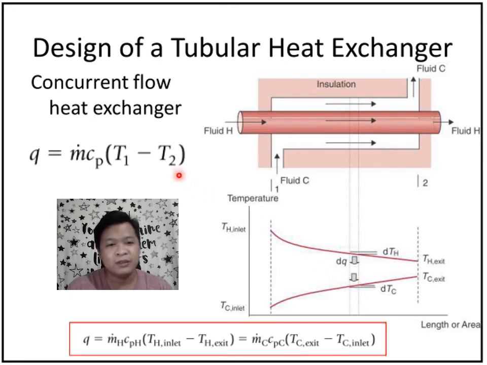Okay, so the total heat transfer that happens is equal to the mass flow rate multiplied by the specific heat of, in this case, your product, and the temperature difference between the initial and final temperatures of the product.